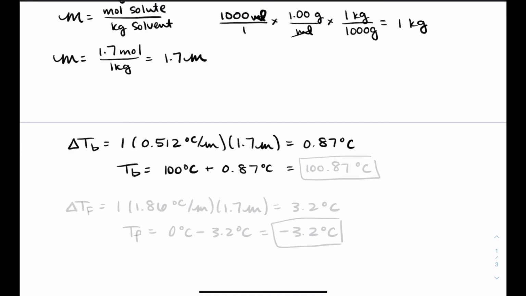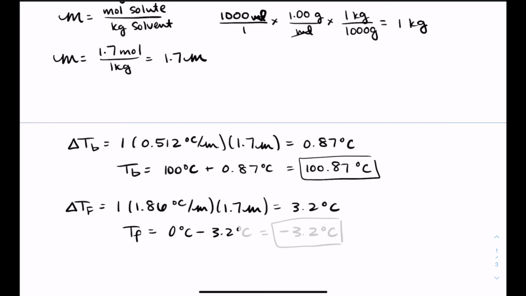So my new boiling temperature is whatever it was before, which was 100 since my solvent is water, plus that 0.87. So my new boiling temperature is 100.87 degrees Celsius. The freezing temperature, calculated the same way, 1.86 degrees Celsius per molal, 1.7 molal solution. This gives me a delta TF of 3.2 degrees Celsius. So my freezing temperature is wherever I started minus the delta. So 0 degrees minus 3.2. My new freezing temperature is negative 3.2 degrees Celsius.